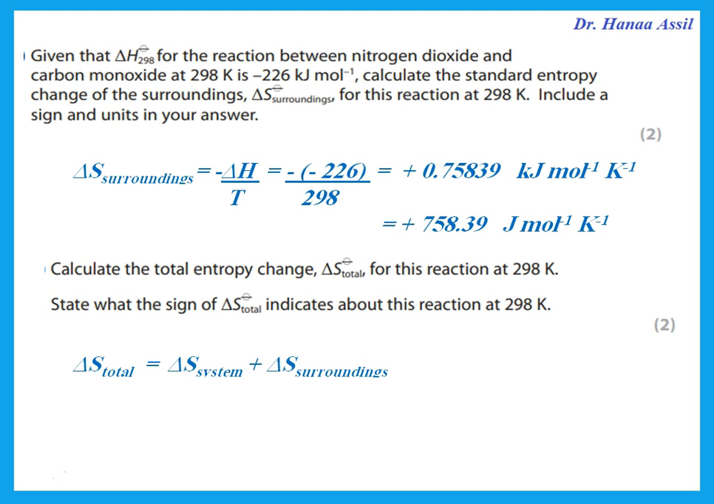You should remember that the total entropy change is the sum of the entropy change for the system and the entropy change for the surroundings. We already calculated previously that the delta S system is this number. Here we calculated the delta S surroundings. We add them up, and it comes out to this number. Please note that both of them have to be in the same unit, so either both are in joule per mole per Kelvin or kilojoule per mole per Kelvin.